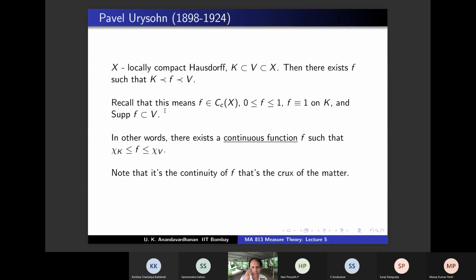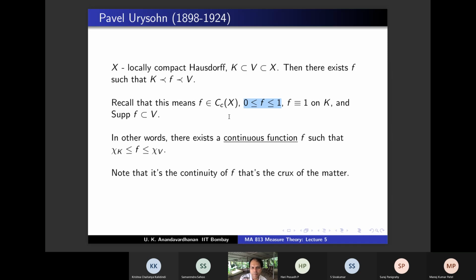Okay, so this is the point to remember. It is continuity that is the most important thing here. Because if you were interested only in semi-continuity, then of course you have such functions, right? You could have taken chi K or you could have taken chi V. Chi K satisfies this, no? Because what is the support of chi K? Support of chi K is K, which is compact, and it is 1 on K, and support of f contained in V is also true.